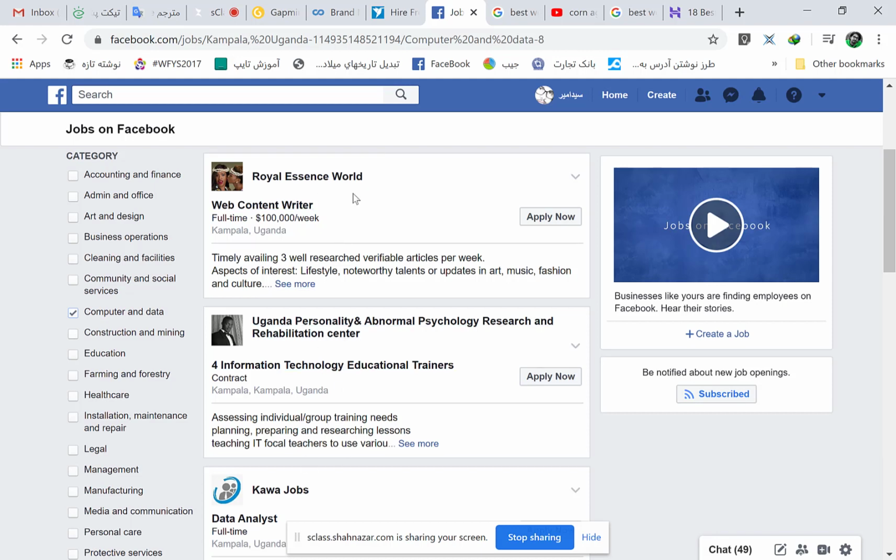Here you can see the different jobs, but it's not easy to apply, and at the first step you cannot get a job, because maybe many people are trying to have this job, and the owner of this business wants to have the best worker, the best person. So you need to show your ability. How? With your skills. For example, here is web content writer.